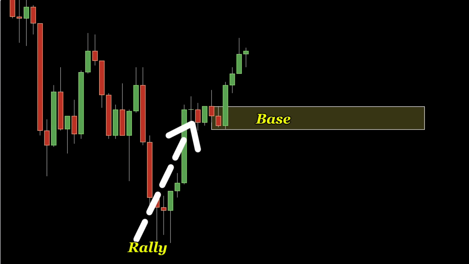But for those in the know, it's a completely different story. This base is where institutions are quietly adding to their positions, preparing for the next leg up. They're accumulating more buying power while keeping the market calm. What we're looking for here is the next move, the second rally. When the price breaks out of the base, that's our confirmation that buyers, led by smart money, are still in control. As scalpers, our focus is to catch the move when the price returns to retest the base.